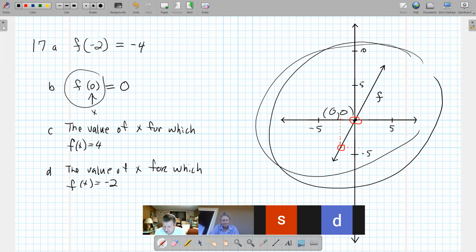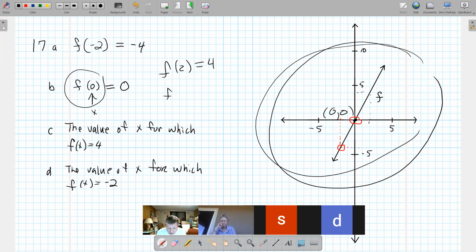Let me ask you a couple other questions that aren't on here. What would f of 2 equal? Well, x is 2 is right there. Oh, that would be 4. Okay, I'm getting it now. So, we good? Those first two questions were, given the input, the x value, what is the corresponding output?